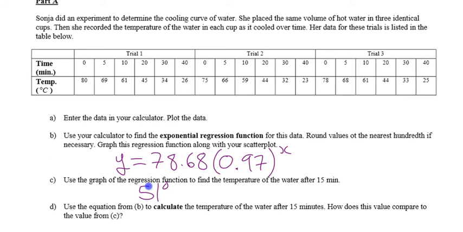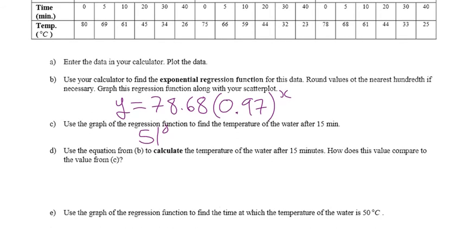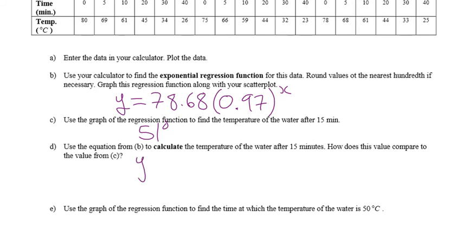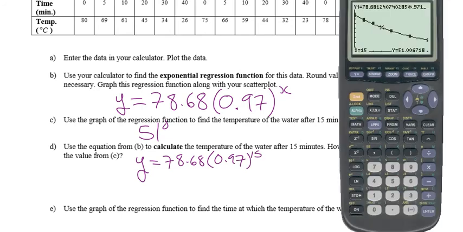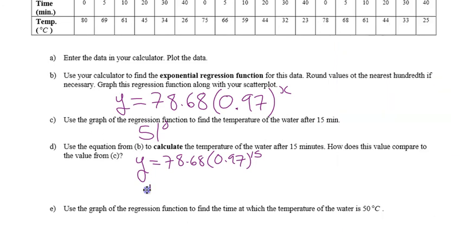Use the equation from B to calculate the temperature of the water after 15 minutes, and then compare the two. So using this equation, we're going to go y equals 78.68 times 0.97 to the 15. Okay, so I'll quit out of the graph. 78.68 times 0.97 to the 15. Okay, and this is not the fancier calculator, which does all the nice displays. We get 49.8 degrees.